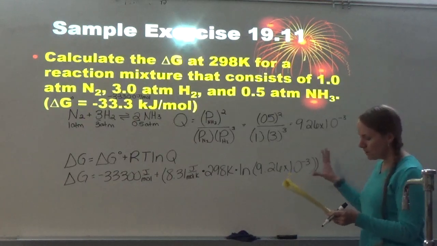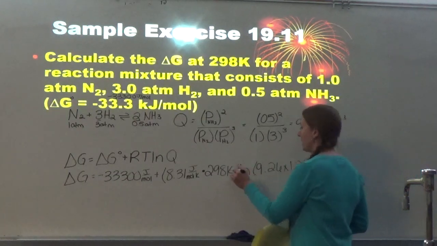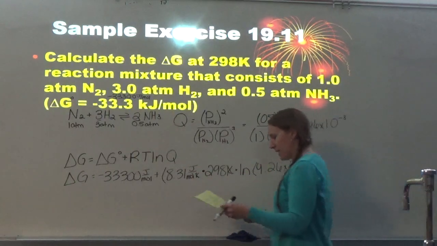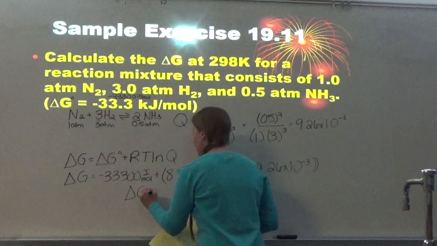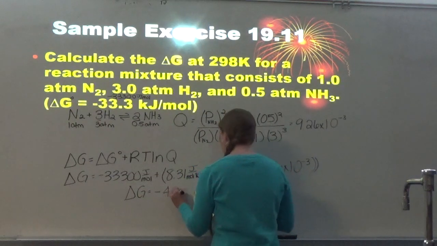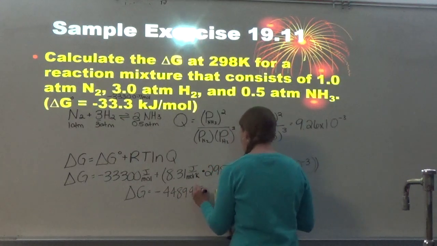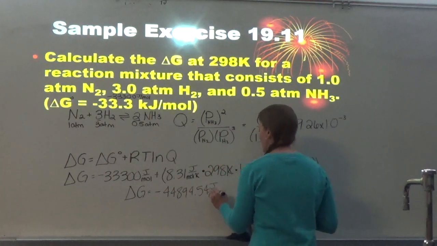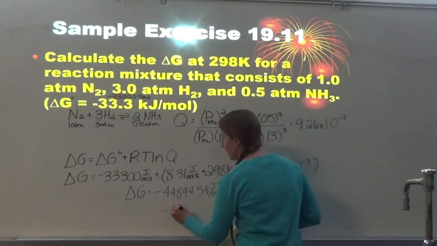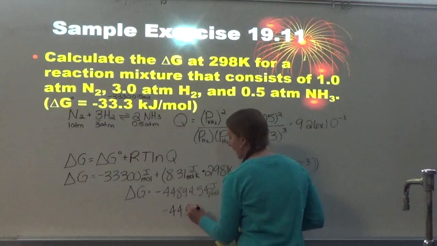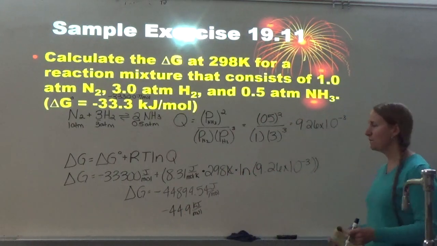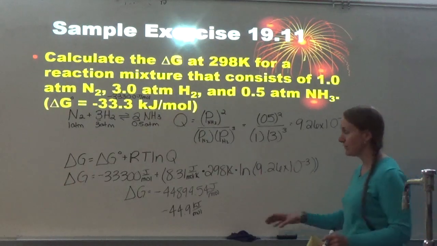All right, so plugged all that in, and if you look, my Kelvin is going to cancel, and I end up with joules per mole, which is fine. And so when I solved, I got that delta G is negative 44,894.54 joules per mole. Now, of course, you could have done this in kilojoules instead, and you would have ended up getting about negative 44.9 kilojoules per mole. Because, of course, remember, you really want to stick to about 3 significant figures if this was like a free response question on the test.